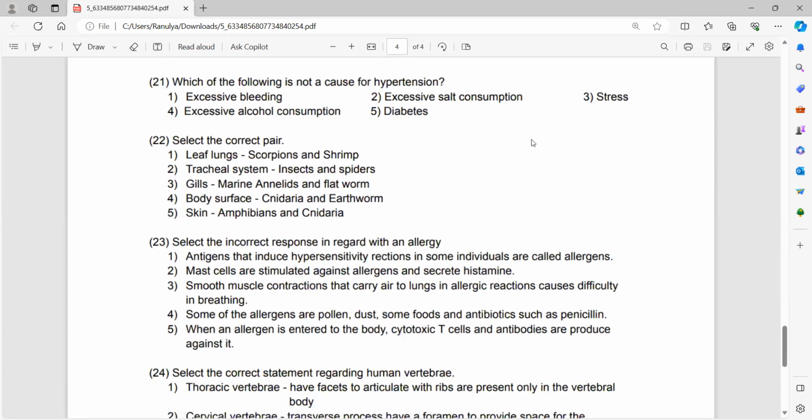Question number 21. Which of the following is not a cause for hypertension? What is hypertension? There are two terms, hypertension and hypotension. Hypertension means the excessive increase of blood pressure than the normal limit, right? So the causes are excessive salt consumption, obesity, stress, high intake of salts, high intake of alcohols, sedentary life cycle, diabetes mellitus, right? Number 1, excessive bleeding, it's not a cause. Question number 22, select the correct pair, right?